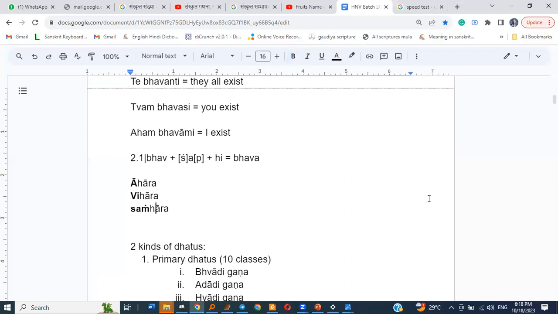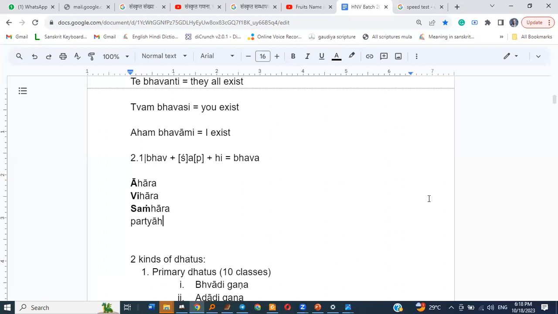So like this, ahar, vihar, sanhar, pratyahar. Now in pratyahar, oh sorry, partihar. Yeah, so here, pratyahar, here we have two prefixes. One is the a, and second one is prati. So it's possible more than one prefix also.